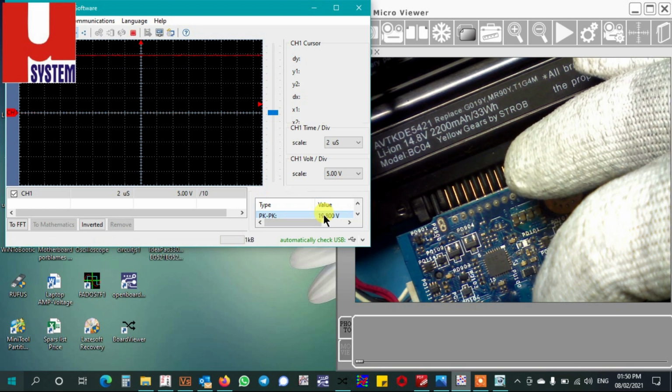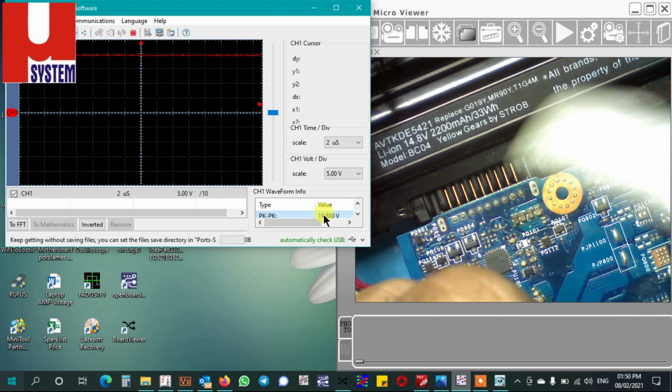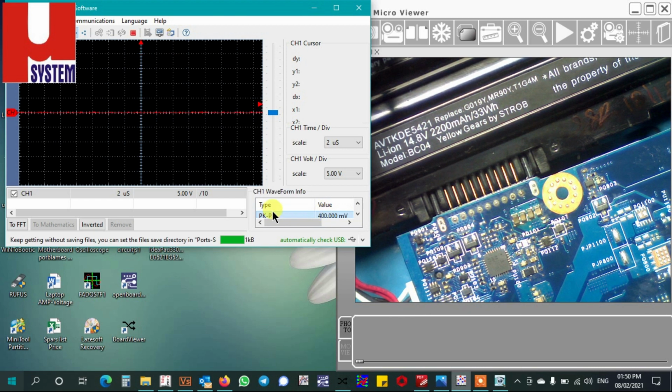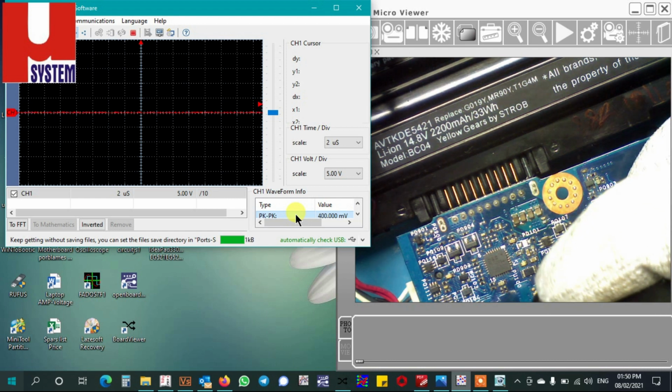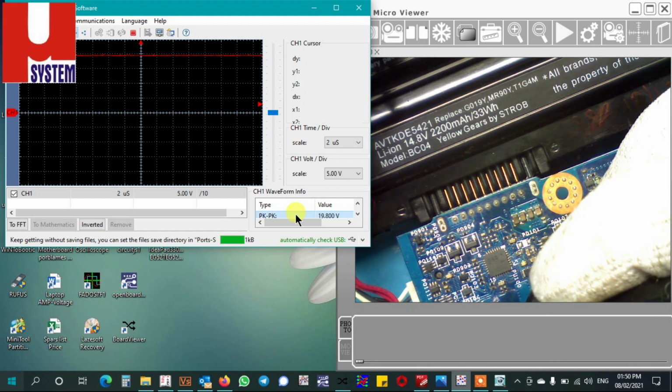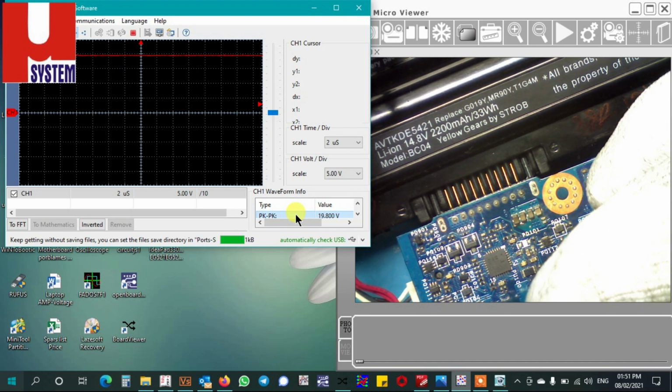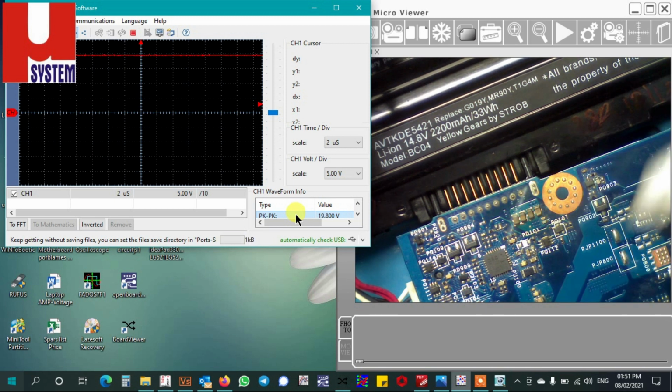Here you can see 19.8 volt it's showing. So we are getting the power supply which I have inserted. The laptop is working with the power supply but does not charge the battery.